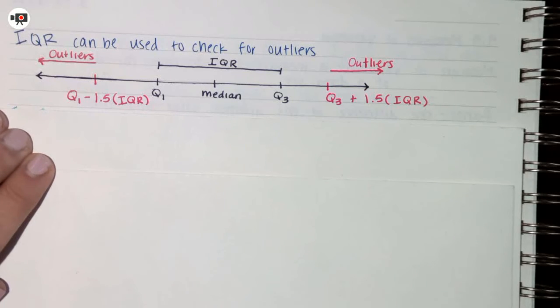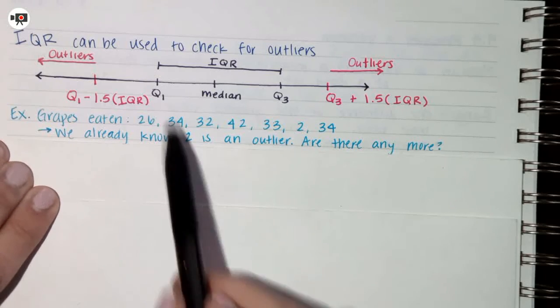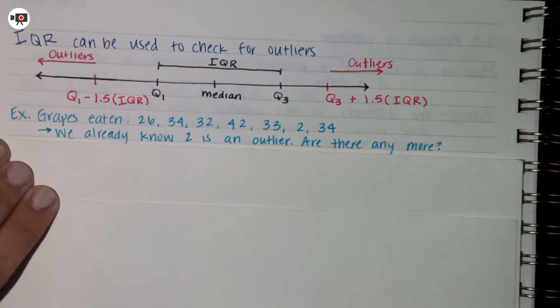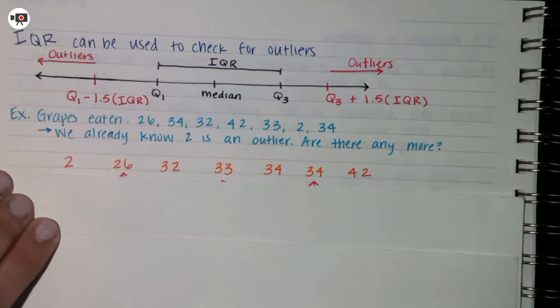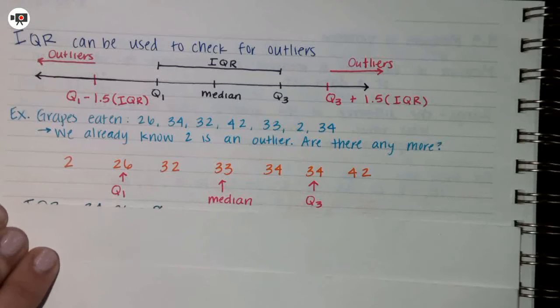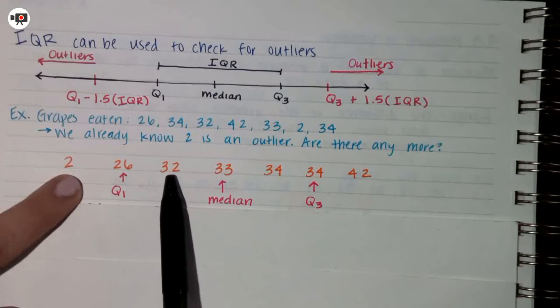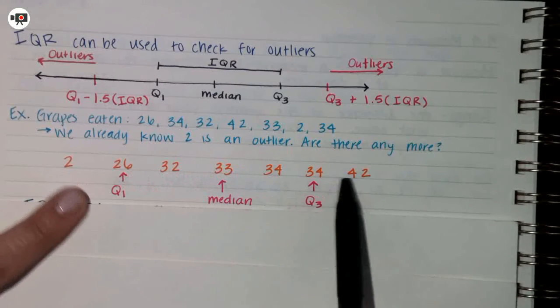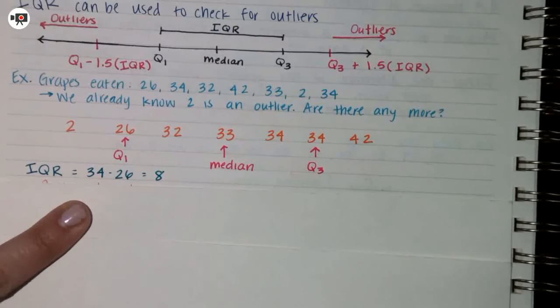So if you refer back to the last section, we had an example about a grape eating contest. It showed that these were the numbers of grapes eaten by the contestants. We already know that 2 is an outlier, but are there any more? So I'm going to write them in order. Find the median, quarter 1 and quarter 3, median here, and then I have my lower half and my upper half. So the IQR is 8.